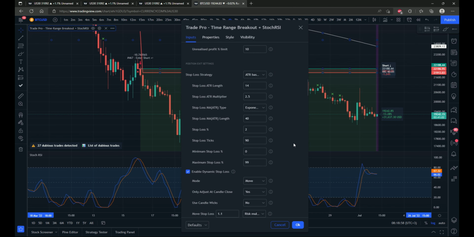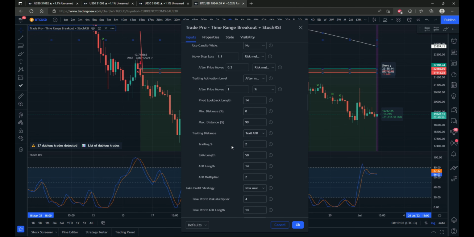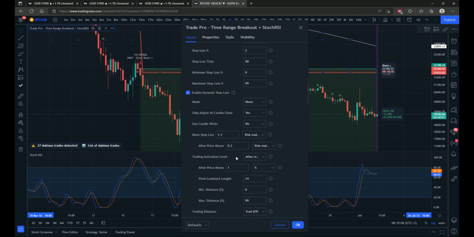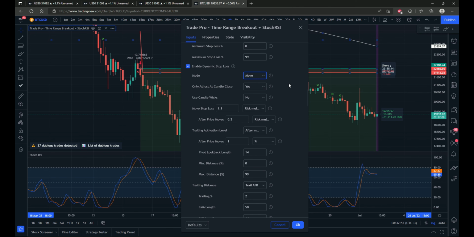Now, coming down to the stop loss strategy, the dynamic stop loss, and the take profit strategy, this is a very important section. So let's start up here with the stop loss strategy. This is where you choose how the stop loss is going to be placed based on one of these metrics: either an ATR-based stop loss, a moving average of the ATR-based stop loss, percent-based stop loss, or tick-based stop loss. And right now I have it set at a 2.5 times the ATR stop loss as the initial placement.